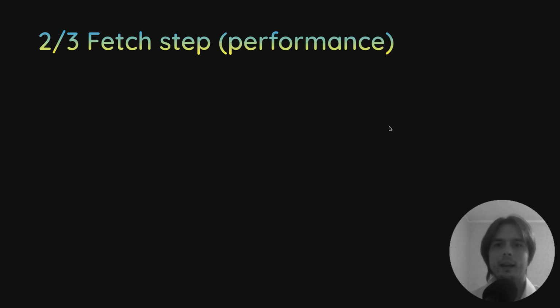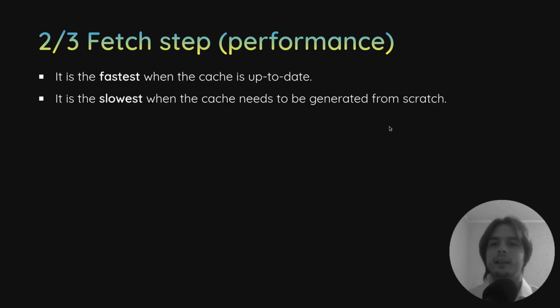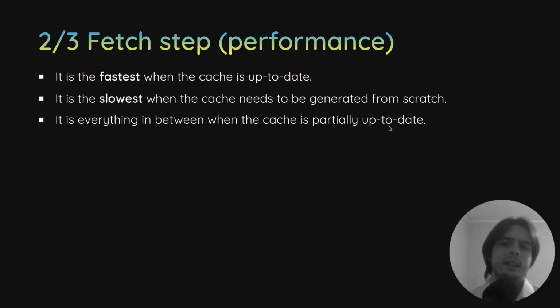Okay, let's now see what affects the fetch step performance. So of course, it will be the fastest when the cache is up to date. So you already have everything there and you don't have anything extra. So Yarn already sees that you're good. So it's very quick. It will be the slowest when the cache needs to be generated from scratch. So when Yarn needs to fetch the entire dependency tree and put it in the cache. And of course, then there is everything in between when the cache is partially up to date. So you have already something in the cache, then you add some new dependencies. So Yarn will only need to fetch those new dependencies and put them in the cache.